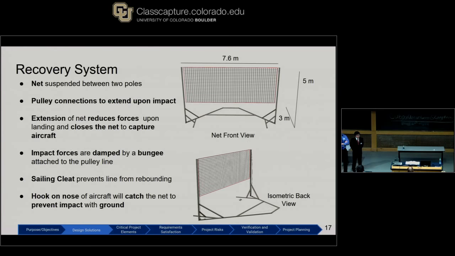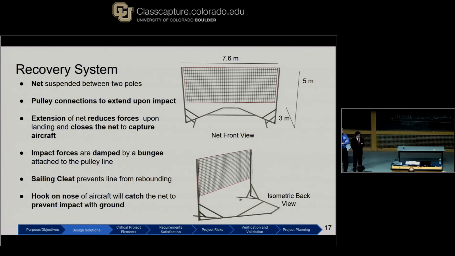For our recovery system, we went with a net. It's shown on the right with these given dimensions. Upon impact, the net will collapse around the UAV. The lines will extend through the pulleys, and this will in turn extend our dampening system, which consists of 2 bungees that are anchored here. We're also utilizing a sailing cleat so that once the bungees are fully extended, they do not rebound back, throwing the UAV out of the net.